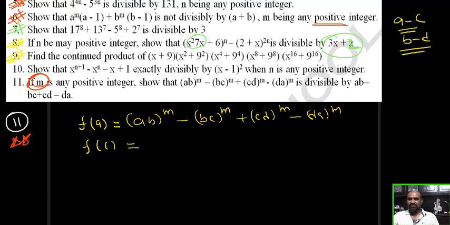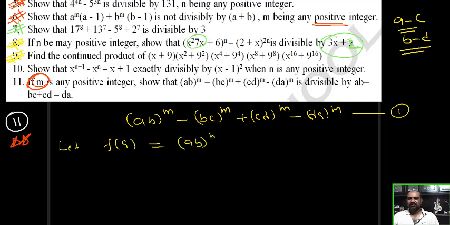If it equals 0, then I can say that a minus c is one of the factors of this. Yeah, that is my plan. That's why what I will do, take this first expression. Let f of a equal to ab power m minus bc power m plus cd power m minus da power m.